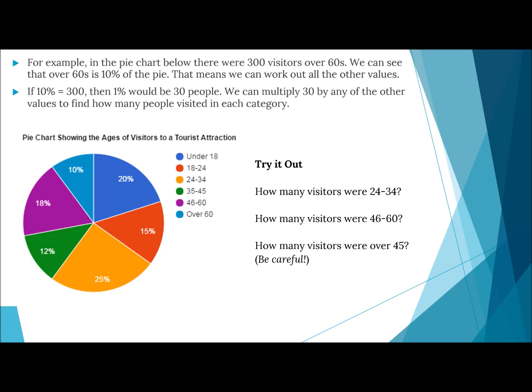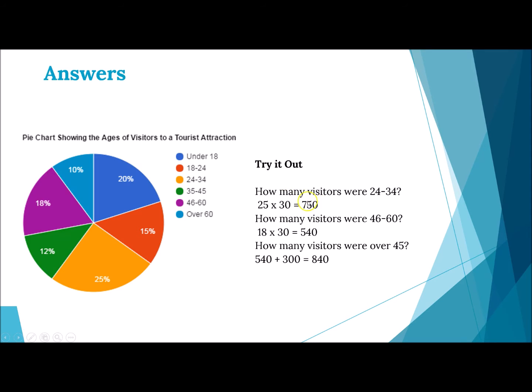Okay, so having a look at the answers. 24 to 34 age range, this orange bit, 25%. We times that by 30 to get 750 visitors. 46 to 60 is 18%, this purple section. We times 18 by 30 to get 540.